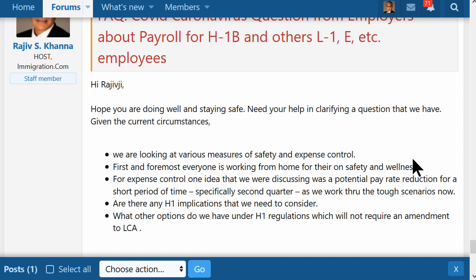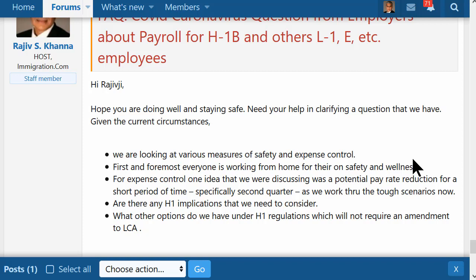How about a reduction in wages across the board? This gets more tricky. So let us say I have an H-1B employee earning $80,000. That's the wage we put down on their H-1B paperwork. Their minimum wage is 70. So minimum wage is 70. We are actually paying them 80, which is what we put down on the H-1B paperwork.